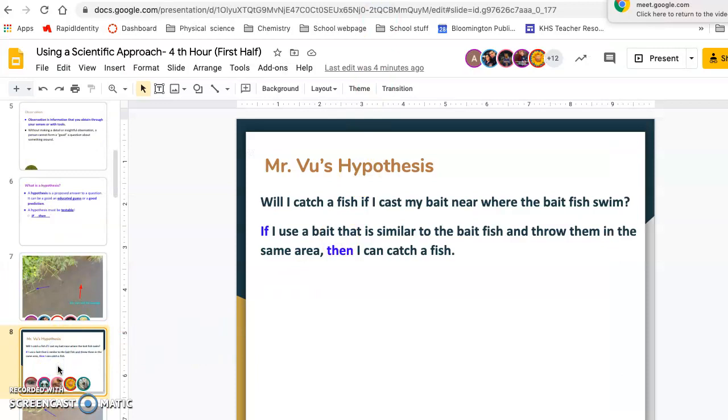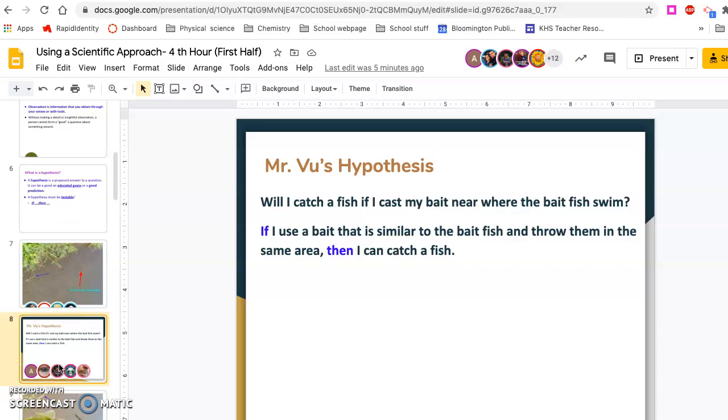So let's see if Mr. Wu's hypothesis is correct. I'm testing it. I'm going to grab a bait that looks like a minnow, like a little skinny fish. I put it on a very light jig head so that it doesn't sink too deep, because I know the fish is not out in very, very deep water.